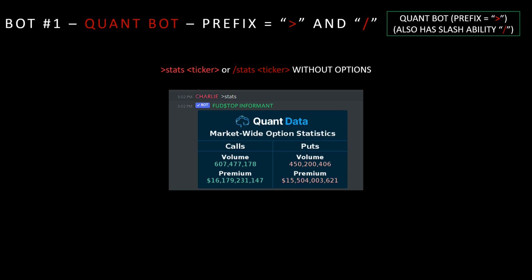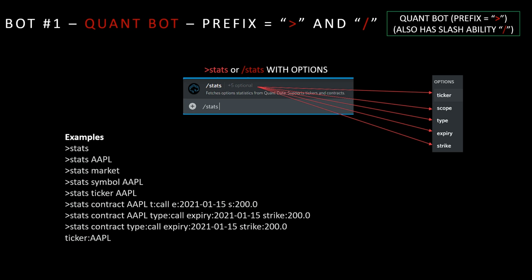Now with this one, there's a lot of options for this one. So without options, it looks just like this. You get market-wide option statistics. So we can see that on the 18th, we had a total volume of 607,477,178 call contracts for a total of 16 billion in premium. And we had a total of 450,200,406 put volume for a total of 15.5 billion. Crazy.